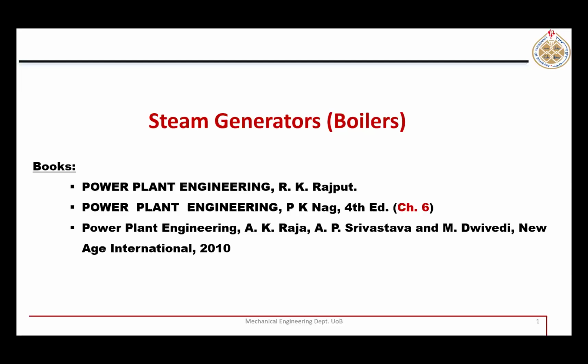So this is the next chapter, steam generators or boilers. In this course of power plant and desalination, we already covered the complete power plant cycles, whether it's a steam turbine power plant or a gas turbine power plant. Then we also covered the combined cycle power plant. After that, we started to discuss the components of power plants. So we already covered nozzles, steam nozzles, and steam turbines.